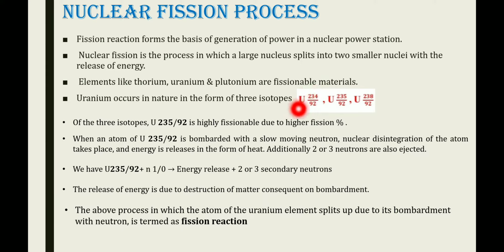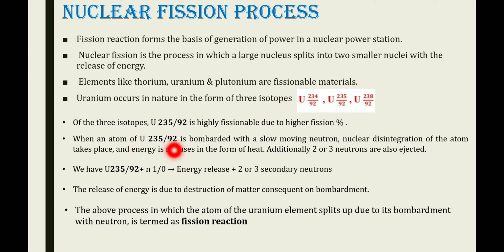These are the three isotopes of uranium. Of these three isotopes, uranium-235 (92) is the most widely used, because this kind of material is highly fissionable. It has a higher fissionable percentage, meaning it is capable of releasing a huge amount of energy after the breaking process. That is the reason uranium-235 is the most widely used out of these three isotopes. Getting my point?